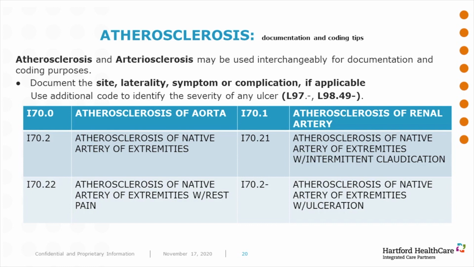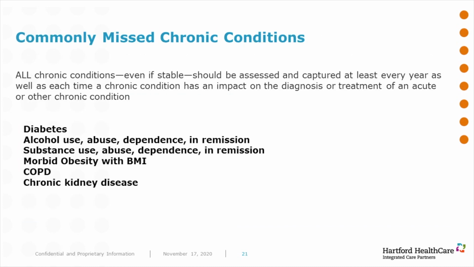But we know that we need to identify these in your documentation as specific as possible. So here are some commonly missed chronic conditions that even if they're stable should be assessed and captured at least annually, or when you see that patient during your encounter, that really has impact on the treatment for that patient.